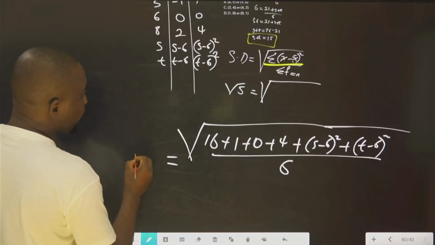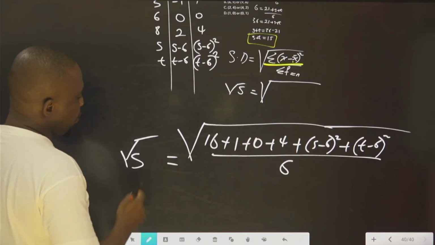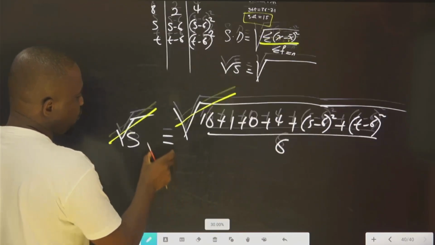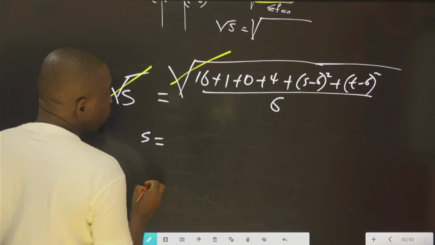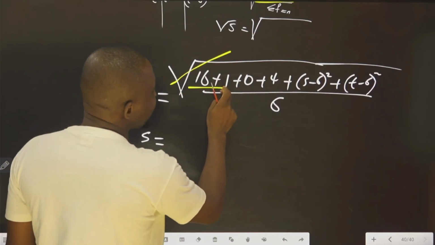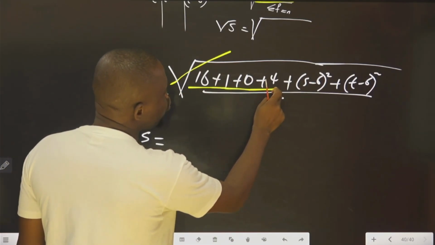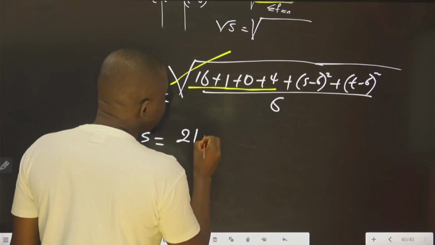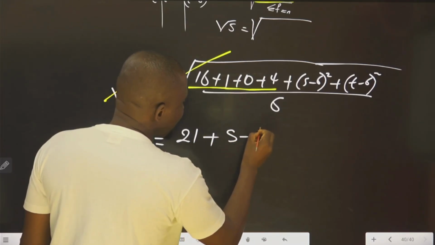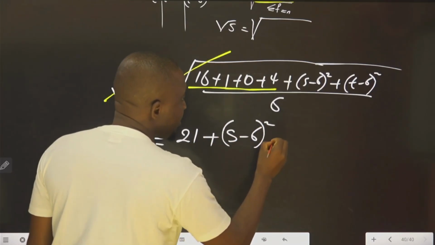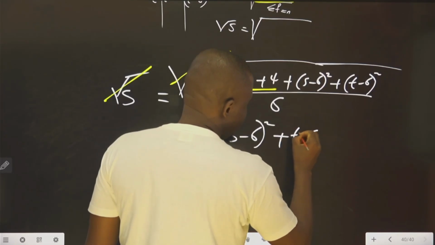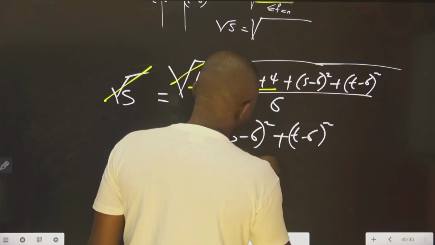Remember, everything is equal to 5, the square root. So this and this will actually cancel. It's going to have 5 equals to, this will give us 17, 21. That is 21 plus S minus 6 square plus T minus 6 square all over 6.